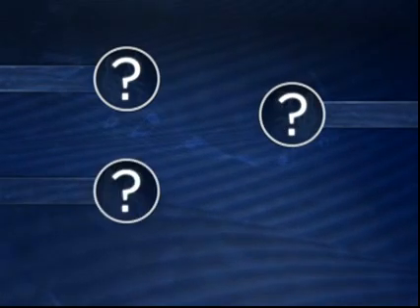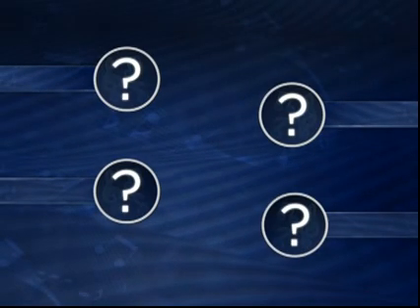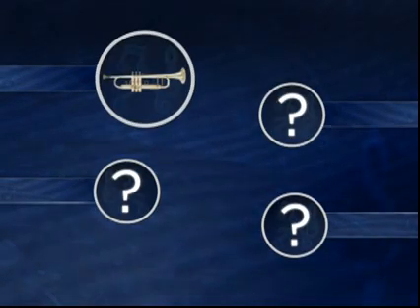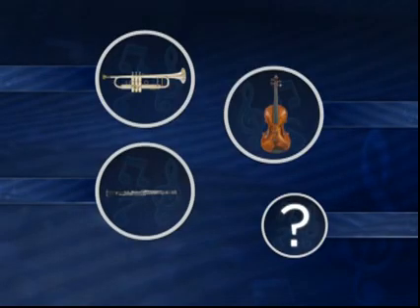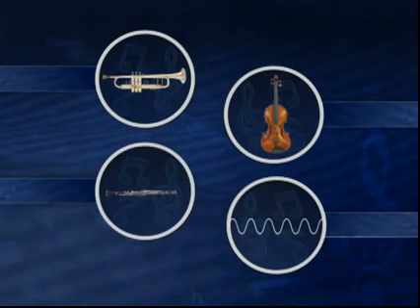Here's the second. Here's the third. And here's the fourth. In order, those were a trumpet, a violin, a clarinet, and a pure sine wave. That last one wasn't actually an instrument at all.